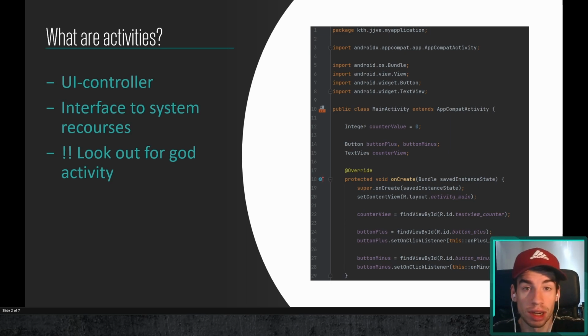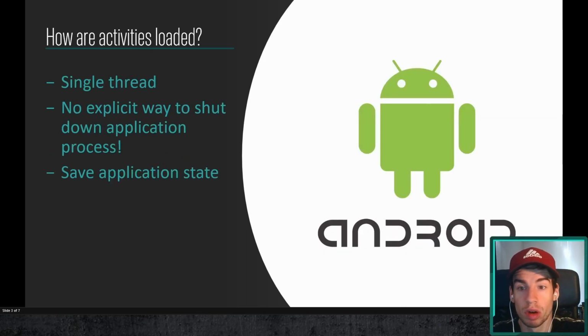So now that we know what activities are, it is important to know how Android handles activities. So how are they loaded? It's a good thing to know that Android runs activities in a single thread. We will discuss threading and multi-threading in a later video in this series, so make sure to look forward to that one. But what's important for now is to know that it is a single thread, and once we load an activity, there's no explicit way for us as developers to shut it down.